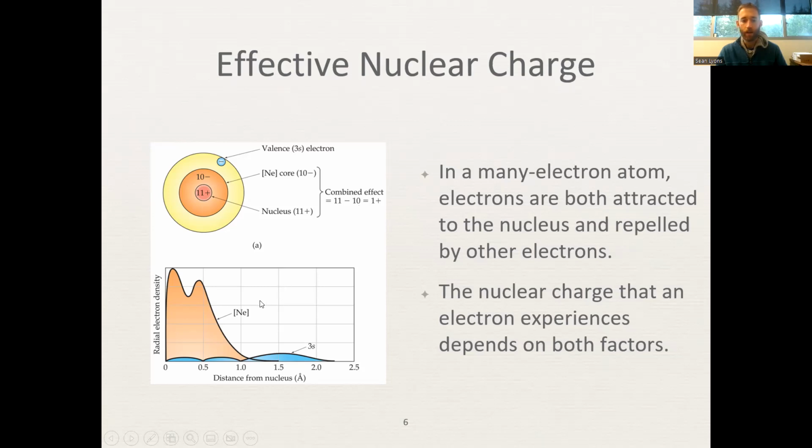So if we think about neon, it's got an electron configuration of 1s2, 2s2, 2p6, 11.